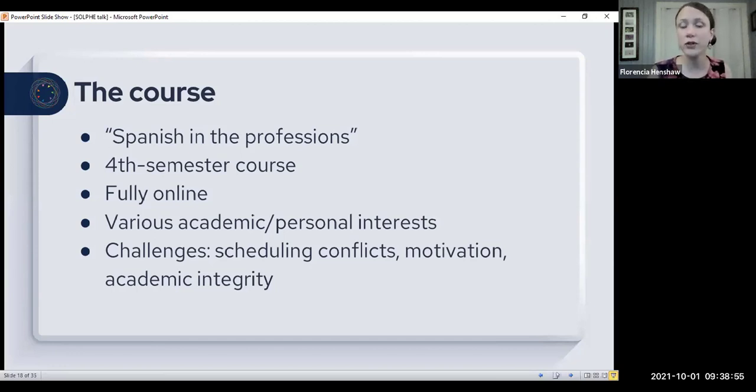In our university, students in most colleges, or at least the College of LAS, which is one of the biggest, need to have 4th semester language level to fulfill the language requirement. And many students do take Spanish to fulfill the language requirement for graduation. So this particular 4th semester course is very appealing to students who are looking to fulfill the language requirement, not just because it does, but also because it seems relevant, right? Oh, Spanish in the professions, maybe I can use some of this for my future.